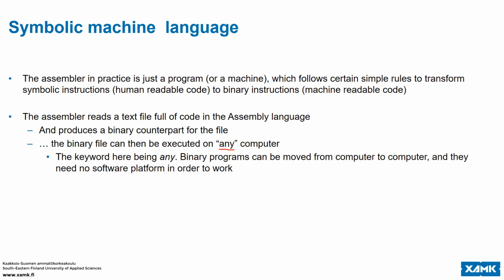So the idea with these binary programs is that they can be moved from computer to computer, given that these computers have the same type of processor. So once the assembly process has been done, and we have a binary version of software, it should work with any computer with the same type of processor. This is also incidentally why sometimes program files are called binaries.